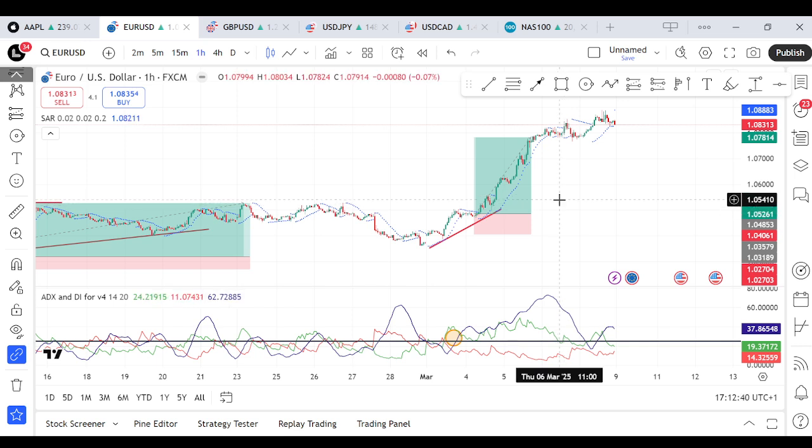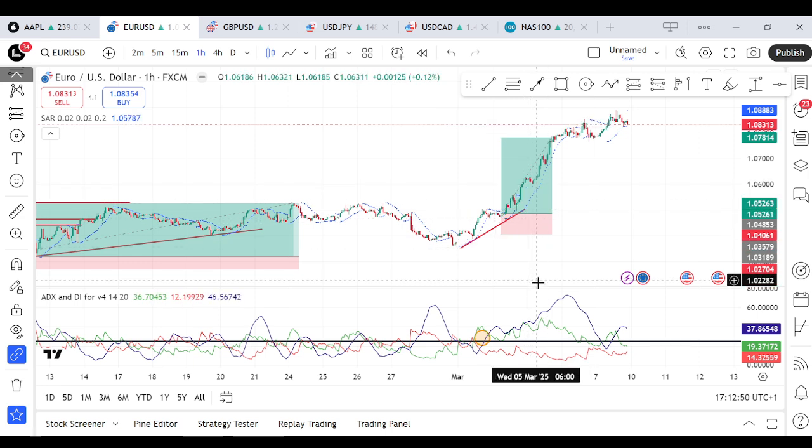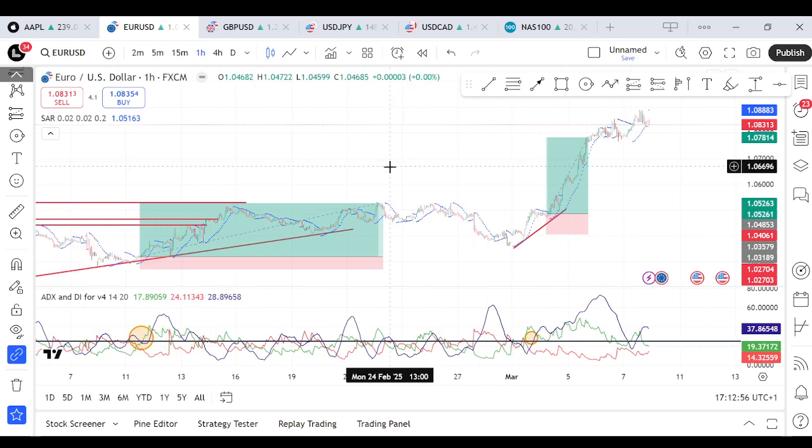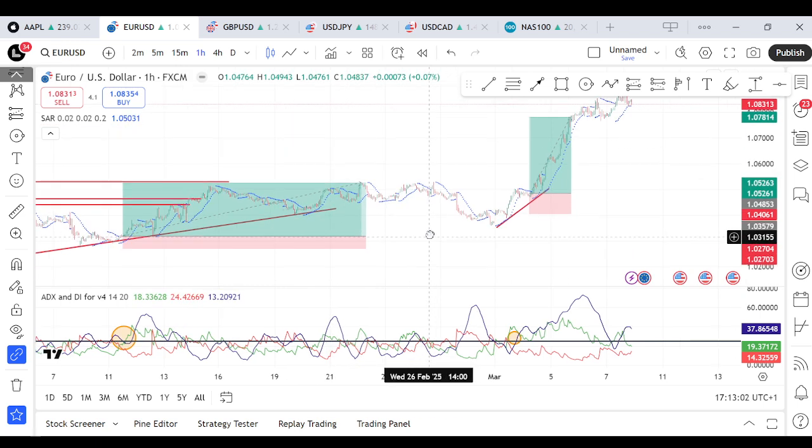Now let's talk about common mistakes to avoid. Using the ADX and parabolic SAR can be effective, but there are common mistakes that can lead to poor results. One of the most frequent errors is trading in a sideways market. When the ADX is below 25, it indicates a lack of trend strength. In these conditions, the parabolic SAR often generates false signals, leading to unnecessary entries and exits.